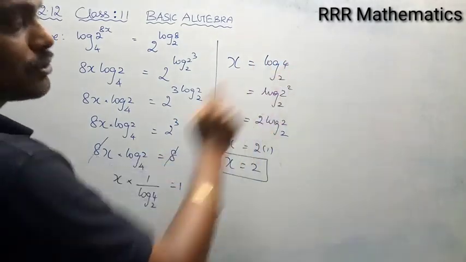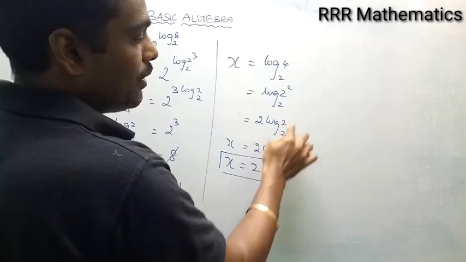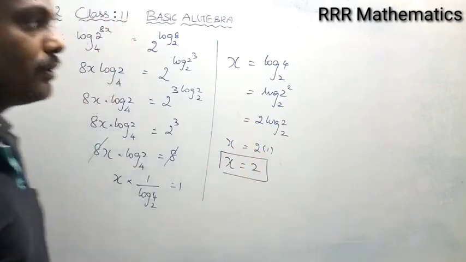That is log 4 base 2. 4 can be written as 2 square. Power rule, 2 log 2. Again log 2 base 2 is 1. So it gives 2. So x equal to 2. Got it?